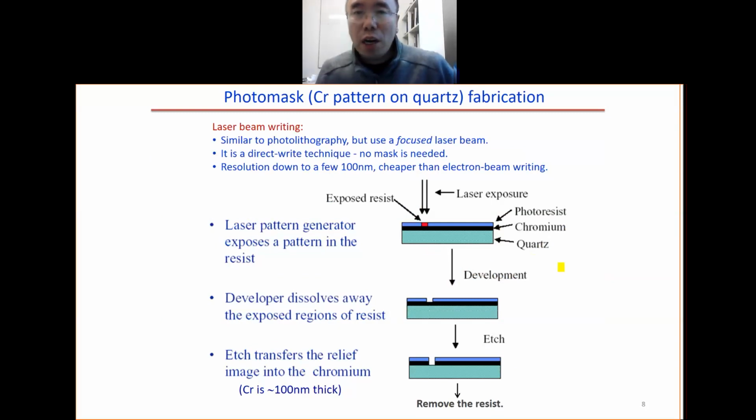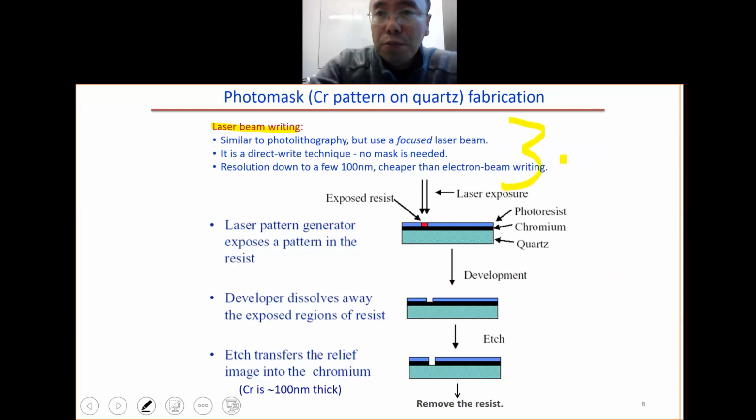So now let's look at how to make the photomask. The photomask is made by laser beam writing. This laser beam writing can give you a feature size below 500 nanometer, maybe say 360 nanometer, for example.